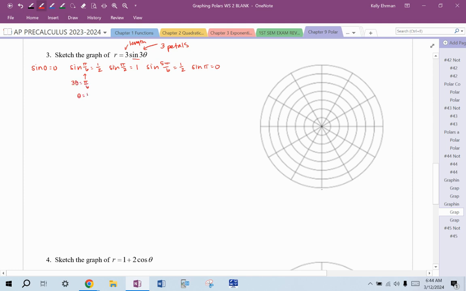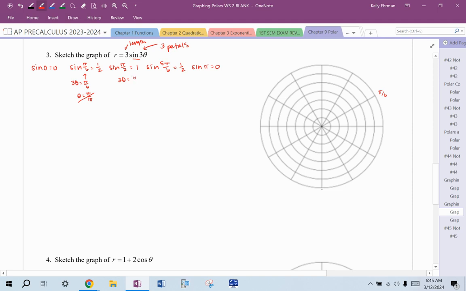Am I really going to worry about where pi over 18 is? Probably not. If that were pi over 12, yes, because it's easy to mark off halfway between pi over 6 and 0. But pi over 18, it's easy to mark off a third of the way here, but then you kind of have to be careful. And again, I'm not too worried about the width of the petals for these. The tips need to be accurate, not necessarily the widths.